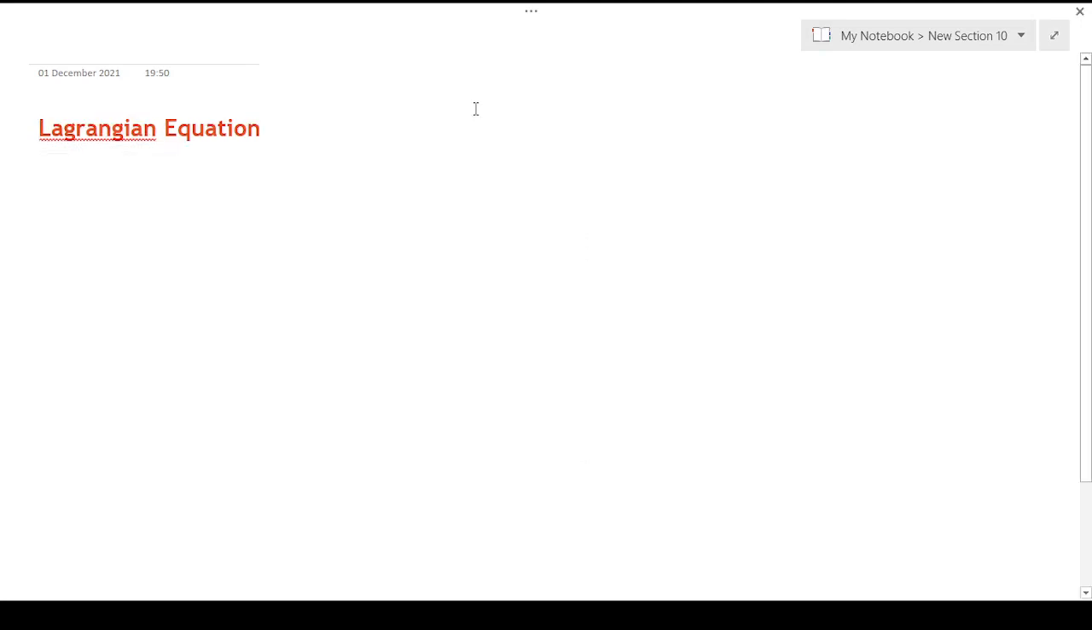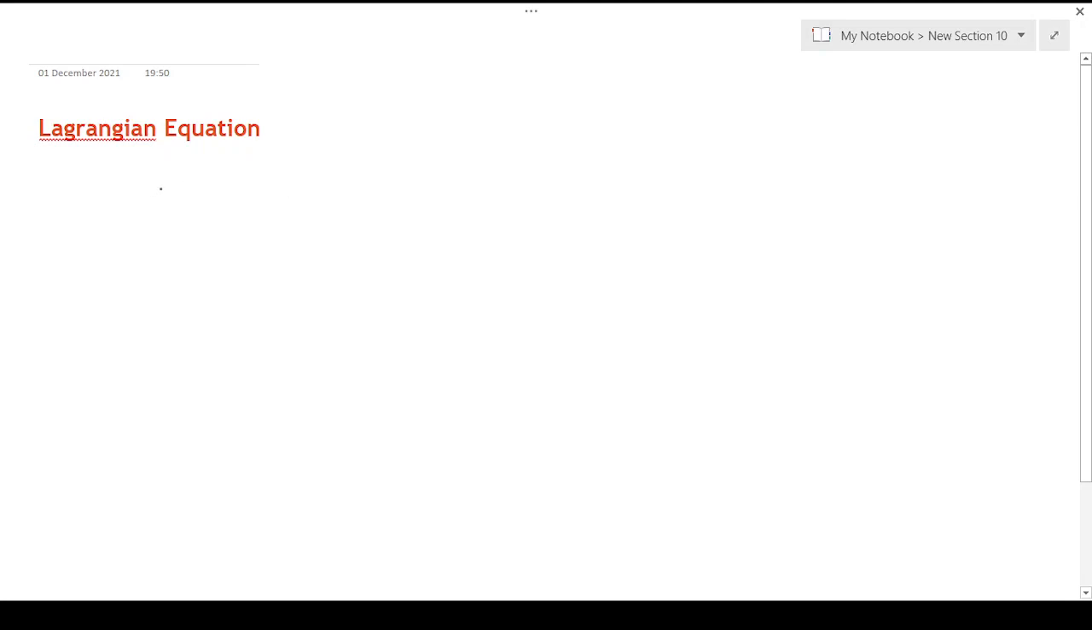Today we will be discussing the Lagrangian equation, and we'll also address a few problems regarding that as well. So we'll start with the Lagrangian equation representation. We are familiar with the Lagrangian equation from earlier also.